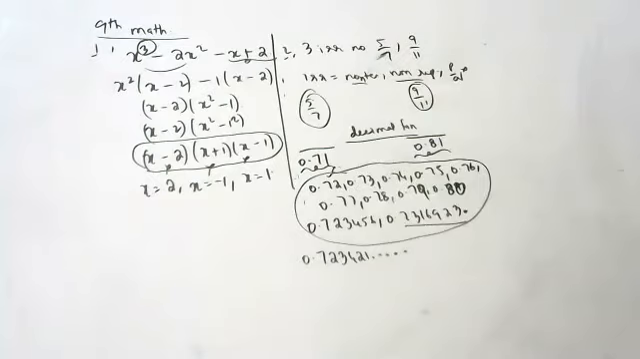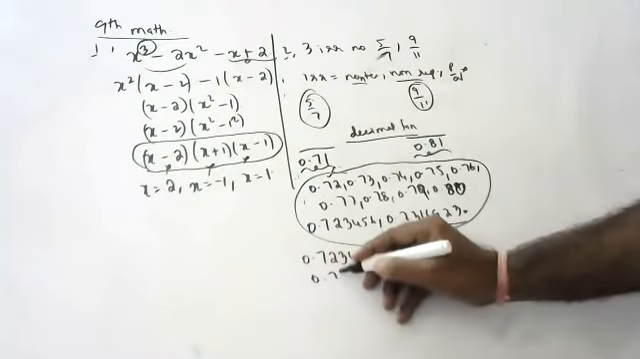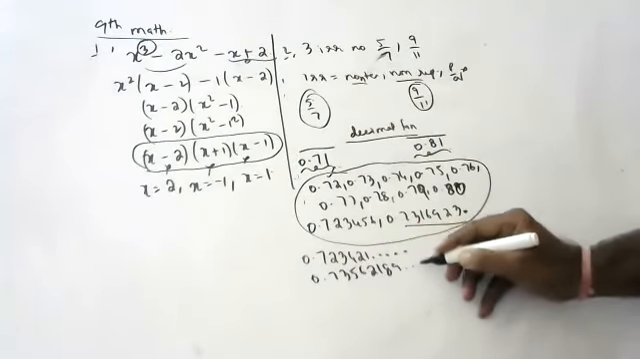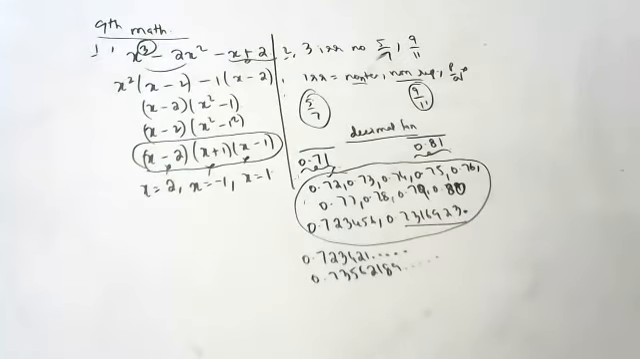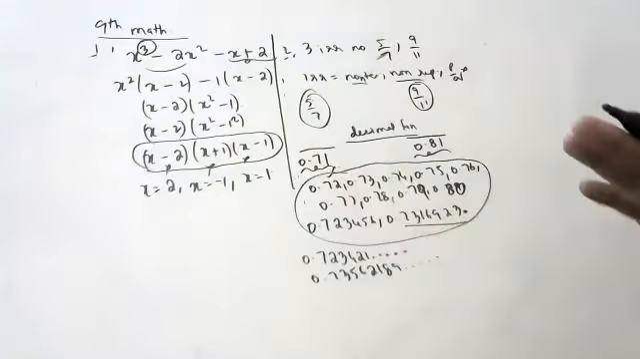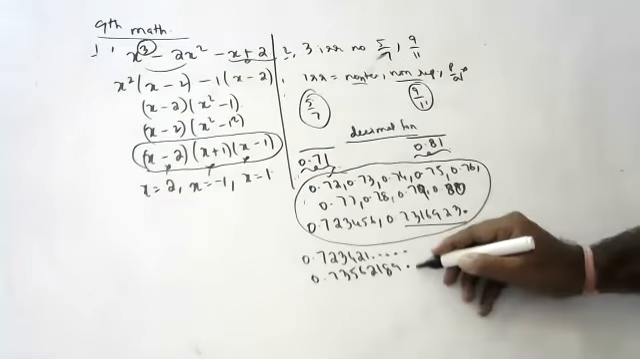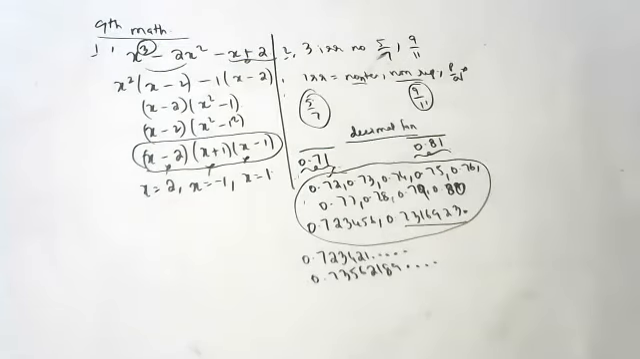Sir, can you explain one more? See, I will tell. 0.7356218, your wish, children. Whatever you want you write, but dots you have to put. If you don't put dots, it's wrong. If you don't put dots, the meaning is that it is terminating. If you put dots, the meaning is non-terminating. Non-terminating and non-repeating is an irrational number.